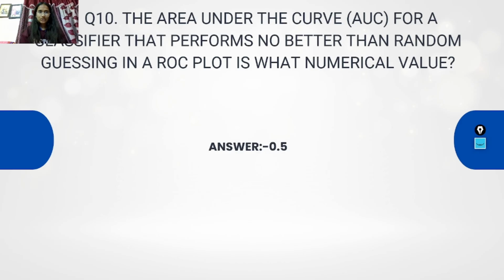Now last question of this question paper, the area under the curve, AUC, for a classifier that performs no better than random guessing in a ROC plot is what numerical value? If a classifier is no better than random guessing, its ROC curve sits around the diagonal line. So in that case, the AUC value is equal to 0.5.